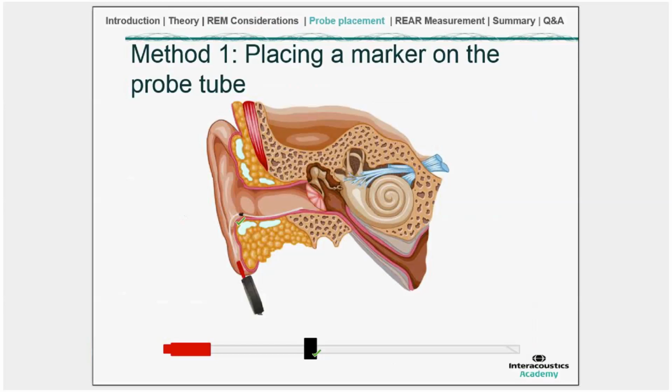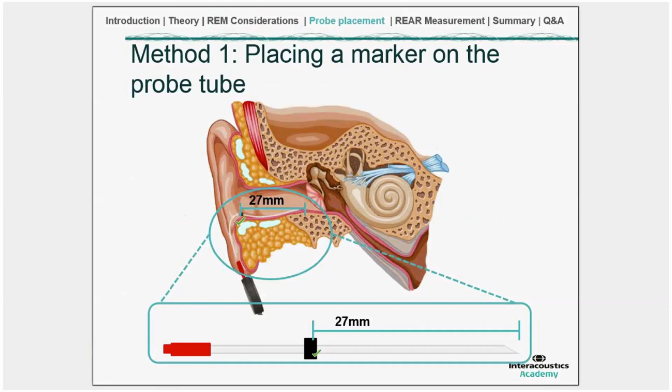This is a useful technique because you can be pretty confident that you're never going to get too close to the eardrum, because you're using a set measurement. The British Society of Audiology recommends using a size of 27 millimeters from the end of the probe tube to the black marker, and then placing that into the ear canal. That is a way to make sure that the tube is in the correct position each time.